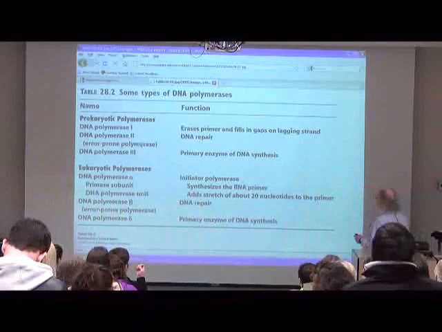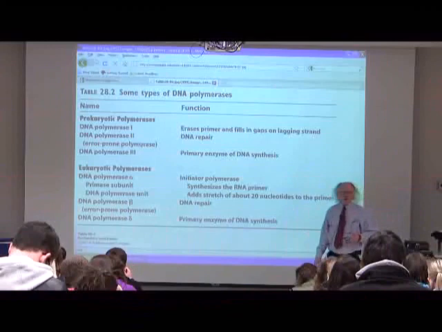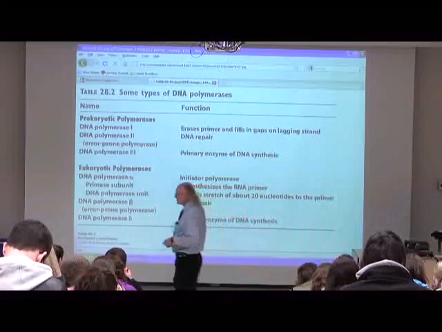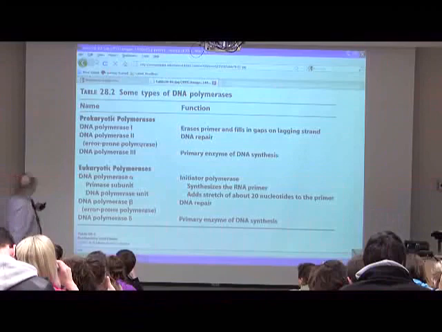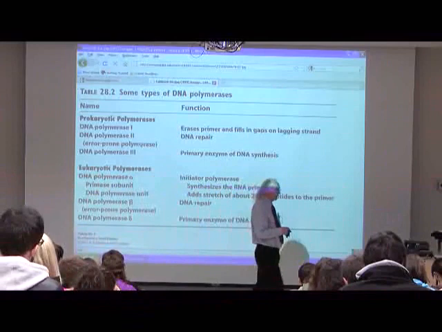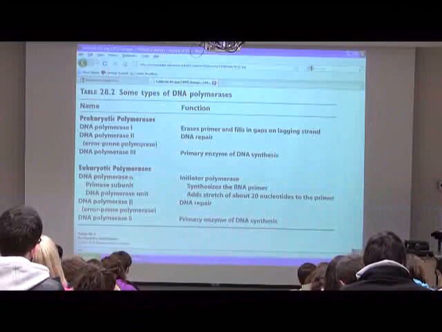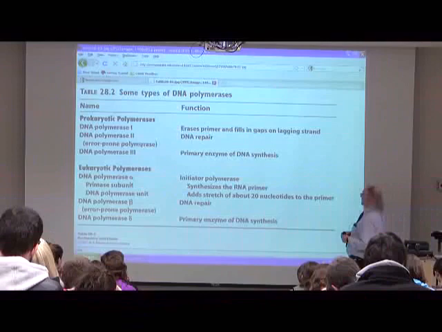DNA polymerase 2 I haven't talked about, but DNA polymerase 2 is a polymerase that is involved mostly in fixing errors in the DNA. This table's also a little inaccurate in that there are actually five different polymerases in E. coli. The first three have numbers, the other two have names, and they do functions that we won't be talking about here. As I said, the most important polymerase in E. coli is E. coli DNA polymerase 3, which is a complex of a whole bunch of proteins that come together and give that replication function. It's the primary enzyme of DNA synthesis.